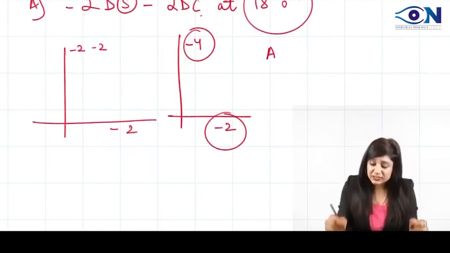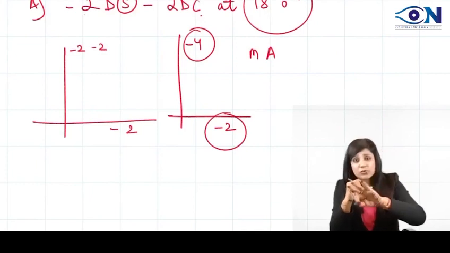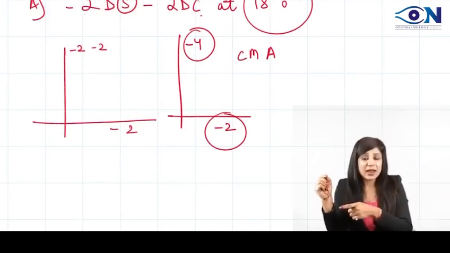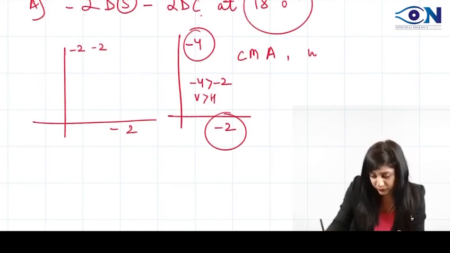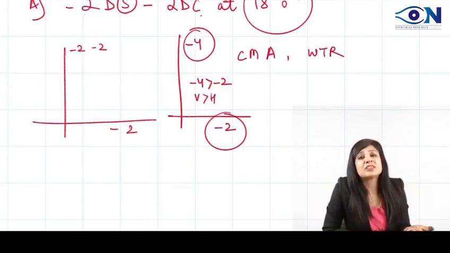It is minus, therefore it is myopic, and no meridian is 0. We are not having any emmetropic. So this is compound myopic astigmatism. -4 is more than -2. Matlab vertical is more than horizontal. Therefore it is with the rule astigmatism. Simple. So this is compound myopic astigmatism with the rule.